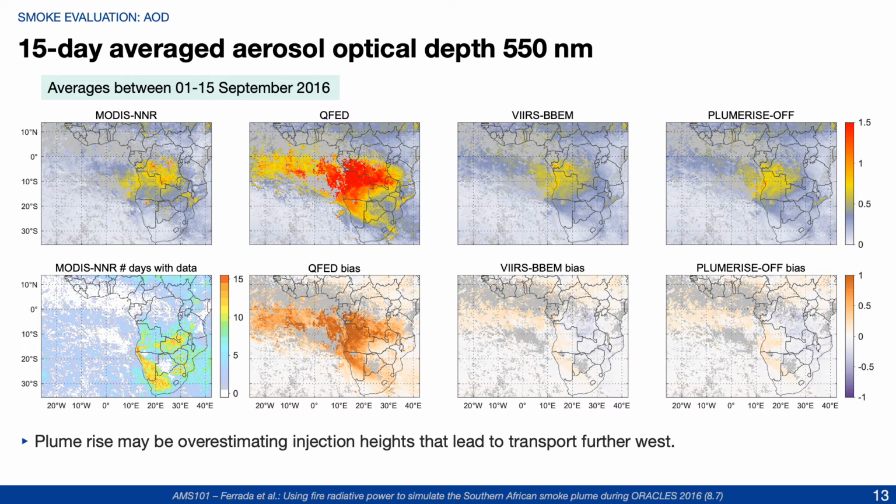Finally, our emissions with plume rise turned off showed little difference from when it's turned on, but it shows smaller biases in the west side of the domain. This may indicate that the plume rise is overestimating the injection heights of the smoke plumes, so the emissions are subject to the mid-level jet that transports the smoke farther west.